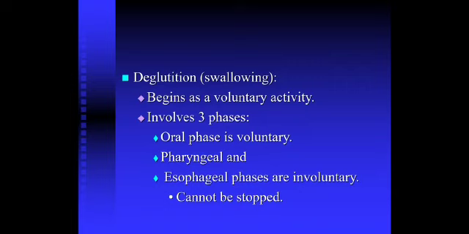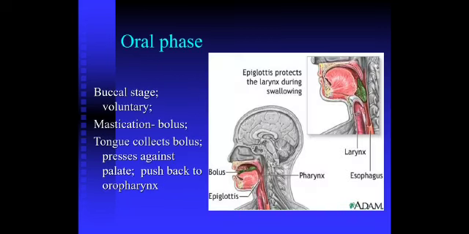So it has three phases: the oral or buccal phase, the pharyngeal, and the esophageal. The oral is voluntary, it is under your control, whereas the pharyngeal and esophageal are involuntary, which cannot be stopped. So in the oral phase, which is voluntary, the food present in the mouth is converted to a bolus by the process of mastication and is mixed with saliva.